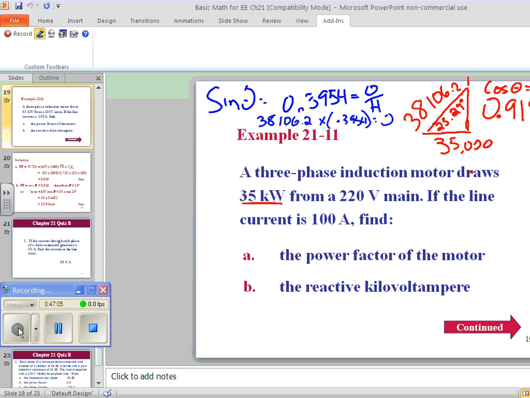Okay, we got about three different numbers. So it's 15,067. That's vars. So 15 kVars.